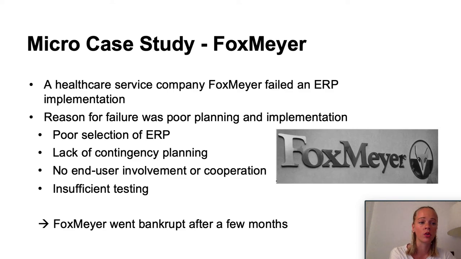In more detail, FoxMeyer had, for example, poor selection of ERP, lack of contingency planning, no end-user involvement, and insufficient testing. All this resulted in FoxMeyer going bankrupt a few months later.